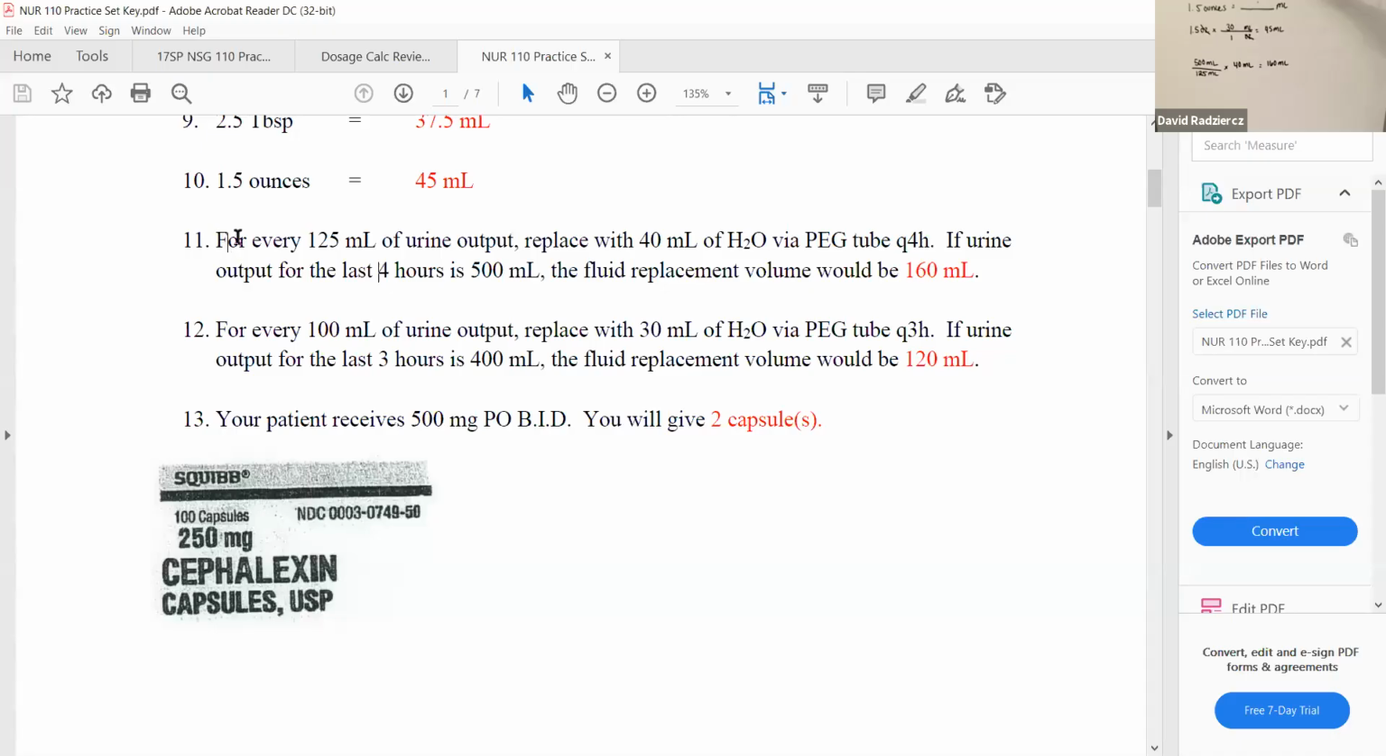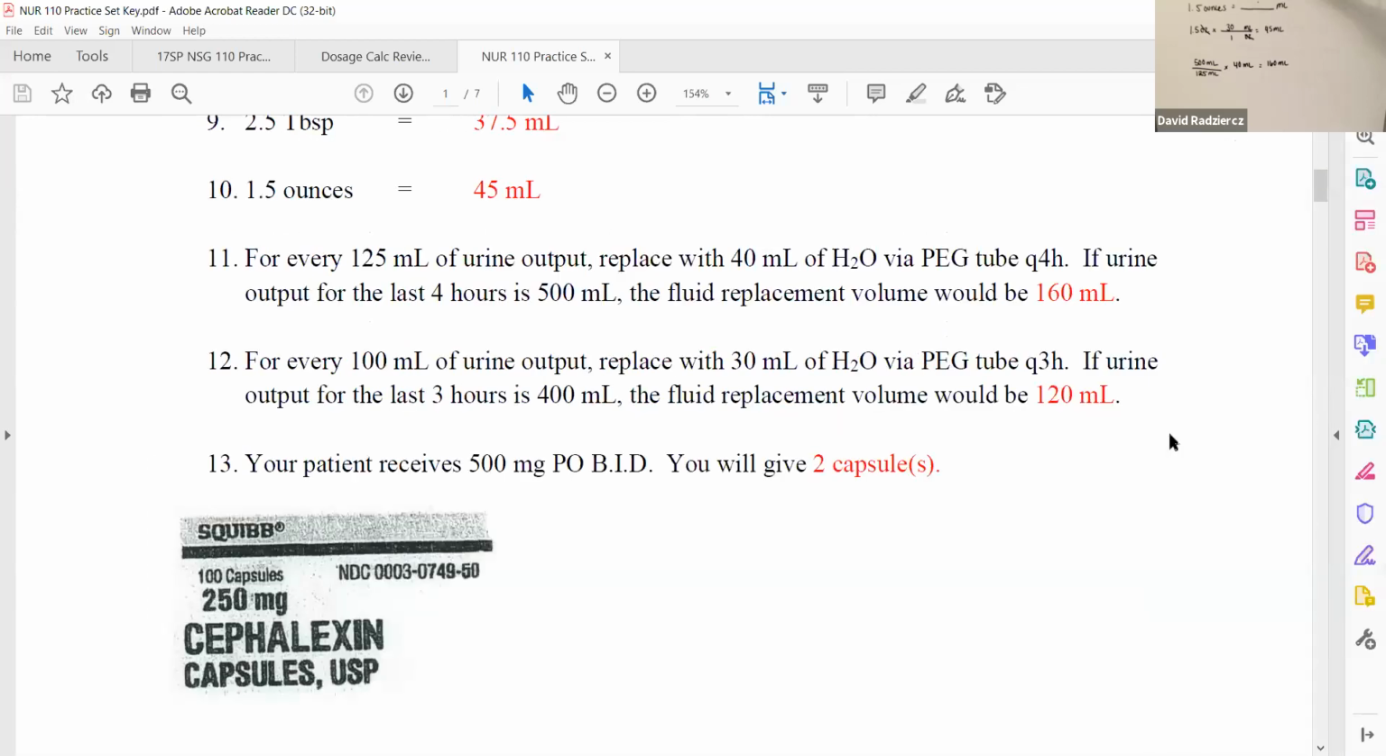You may have said to yourself, okay, for every 125 milliliters that are out, I have 40 milliliters replaced. And if it was 500 milliliters, we know that we're going to be replacing with more than 40, right? So what would be 80 milliliters replaced? Well, that would be 250 because I just doubled that amount, right?